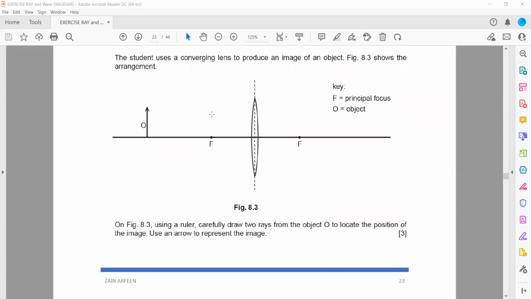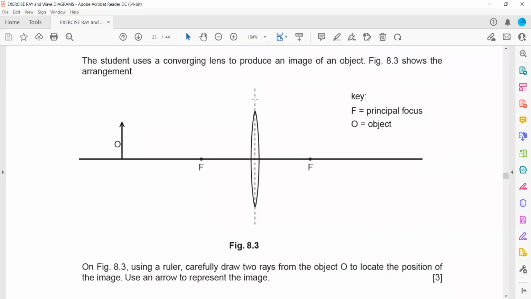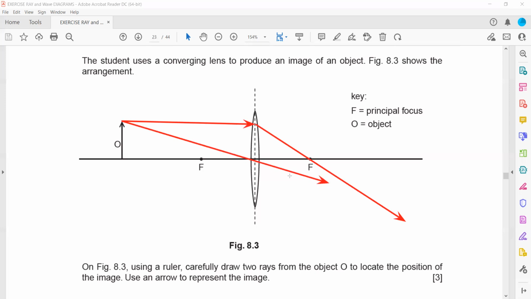Another question related to the lens. A student used a converging lens to produce an image of an object. Figure 8.3 shows it. Using a ruler, carefully draw the two rays to locate the position of the image from the object, and use an arrow to represent the image. So first, a parallel light ray from the tip of the object will pass through the focus. One from the tip of the object through the center of the lens will pass straight. The point where the two light rays intersect or meet is the position of the image.